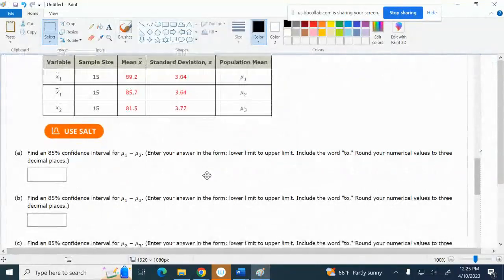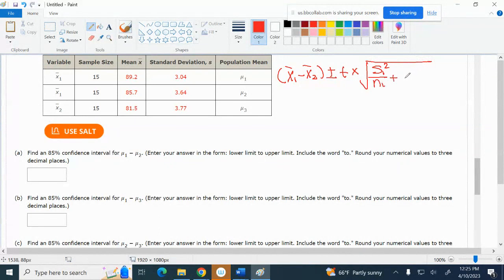Yeah, it's the same thing. Number 1, number 2 is the same thing. Both of them, we have to apply what? We have to apply the formula x1 bar minus x2 bar plus minus t-score, because we have s's, s1 square over n1 plus s2 square over n2. So let me apply the very first one, between 1 and 2. 9.2 minus 5.7. 1 and 2, right?